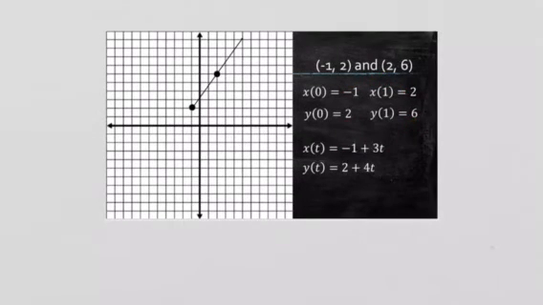So how I'm going to do that is I'm just going to take my initial point -1, and I'm going to add 3t. And I'm going to take my initial y value 2, and I'm going to add 4t. Because now this is going to allow this x value to increase by 3 every time t goes up by 1. This is going to allow my y value to increase by 4 every time t goes up by 1. Okay, so now this is my parametric relationship.